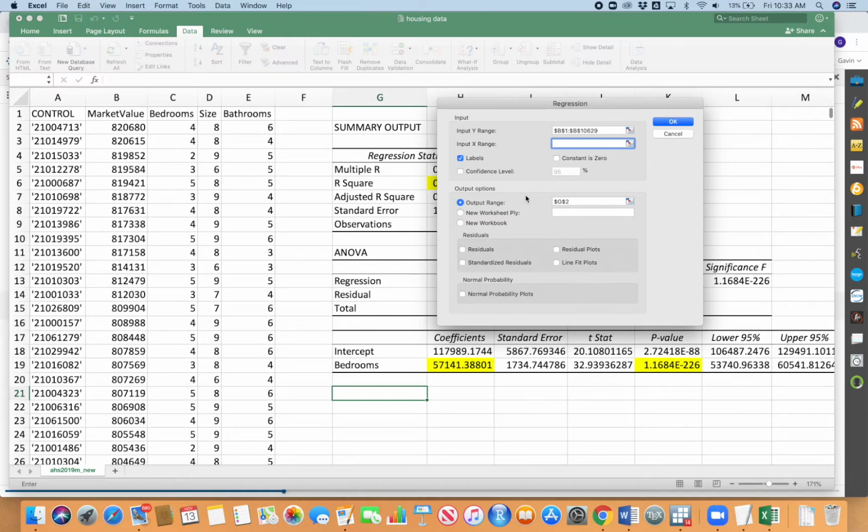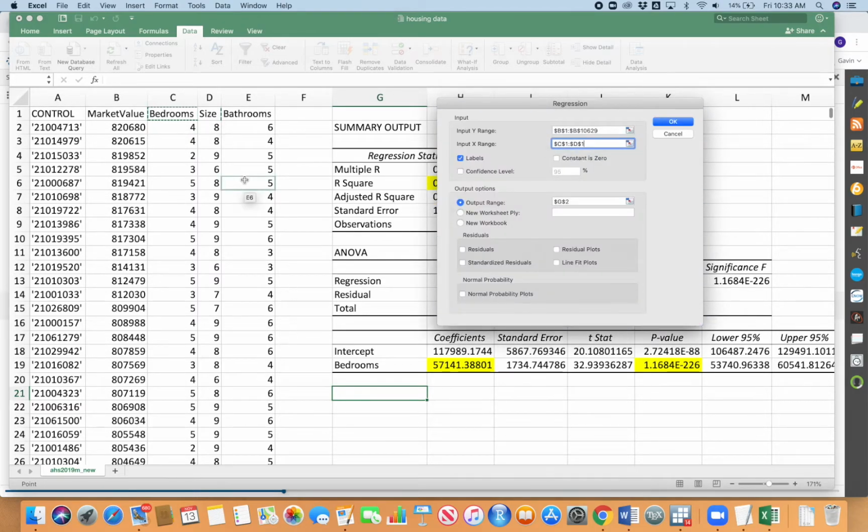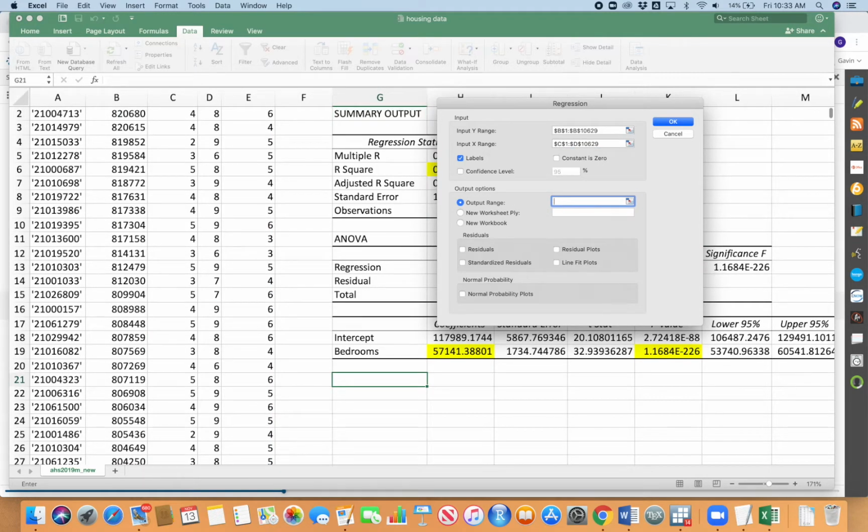What the data analysis toolpack allows us to do is highlight more than one column at a time. So now I'm highlighting bedrooms and size, shift command down arrow to highlight all of the data. We have labels. We're going to put this right below our last results, so I'll just go ahead and click right there. And now this is going to stack these results right below our previous ones.